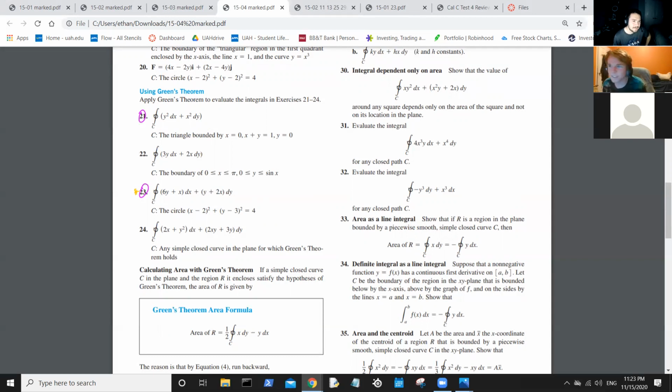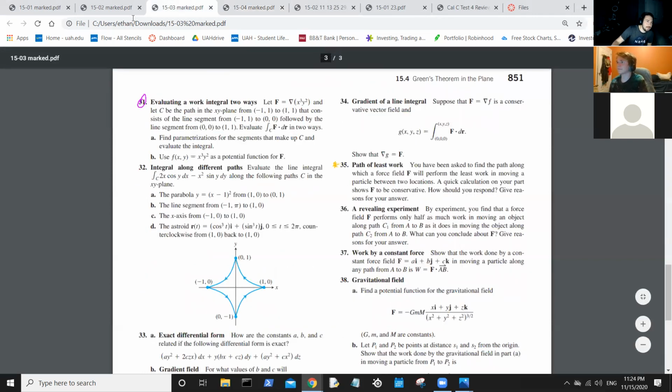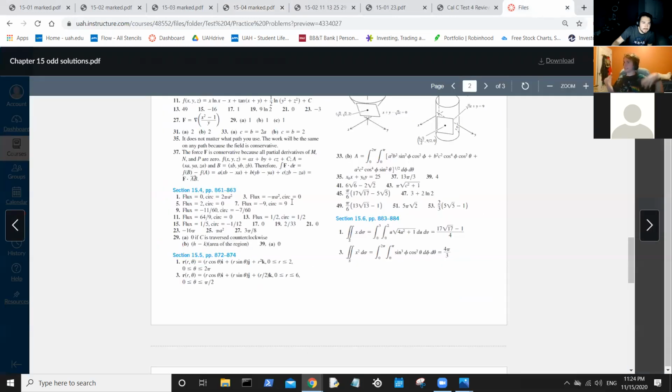Wait, does that mean flux equals 0? I don't think flux equals 0. The answer's not 0. Does flux ever equal 0? I mean, if there's no force going through a thing, it's 0. Who knows? Flux is anything that is force that goes through. Slide over everything here. We're looking at 23 right now.